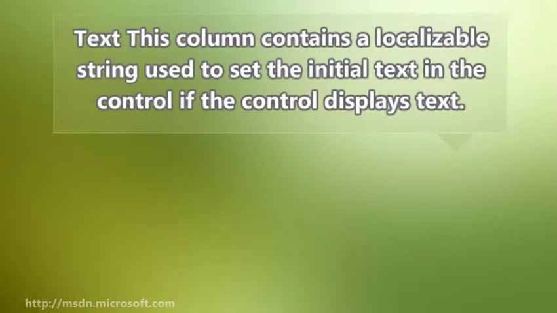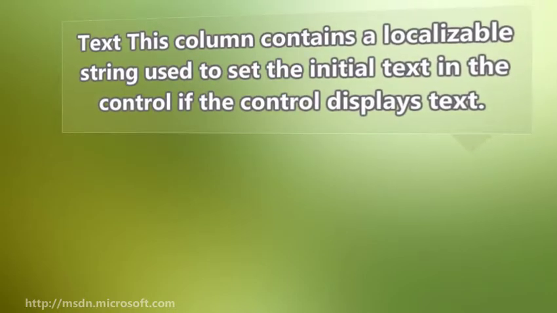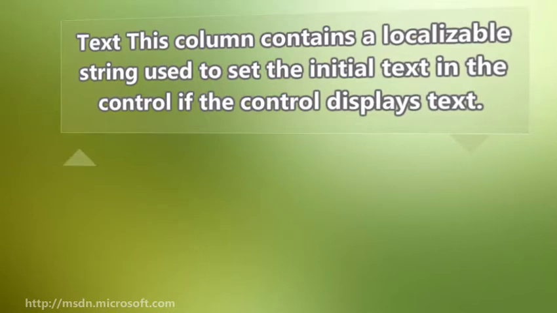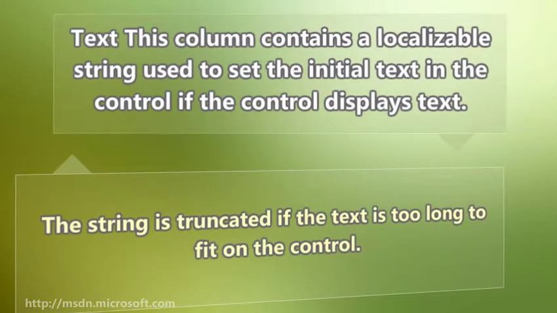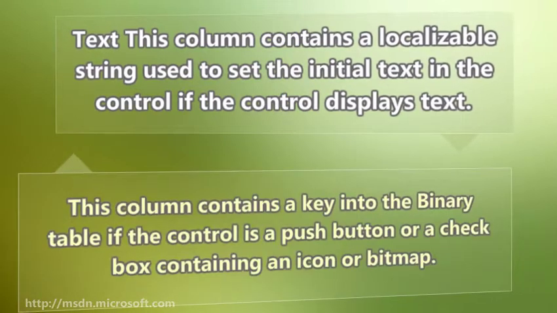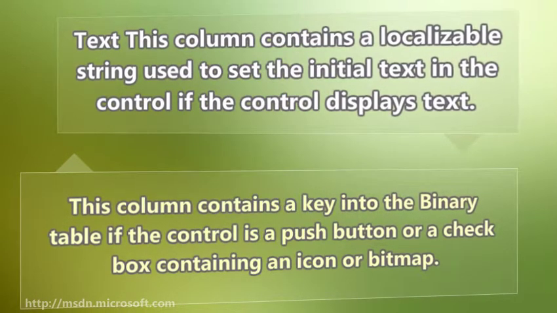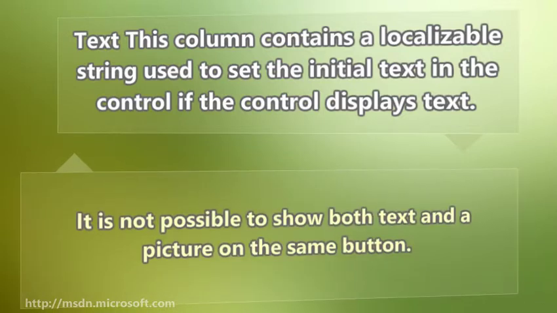Text: this column contains a localizable string used to set the initial text in the control if the control displays text. The string is truncated if the text is too long to fit on the control. This column contains a key into the Binary table if the control is a push button or a checkbox containing an icon or bitmap. It is not possible to show both text and a picture on the same button.